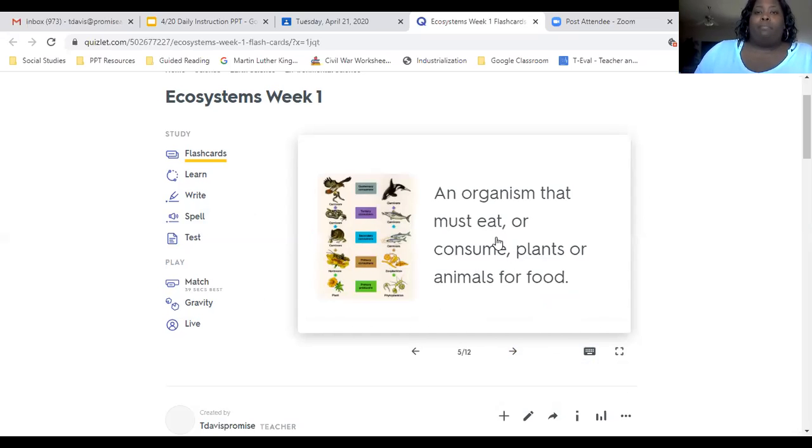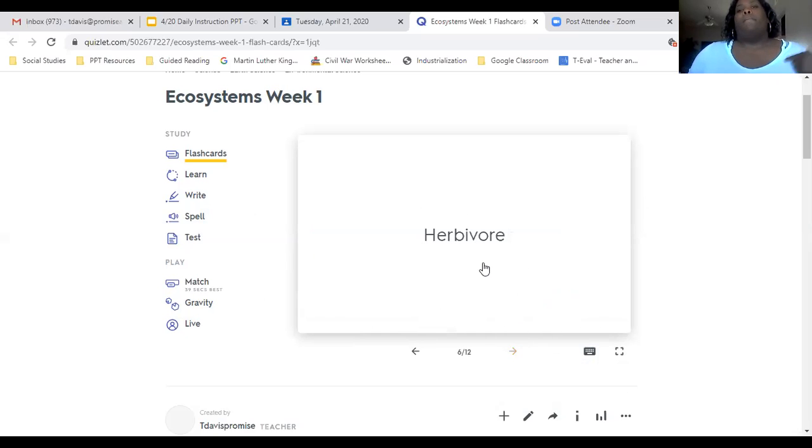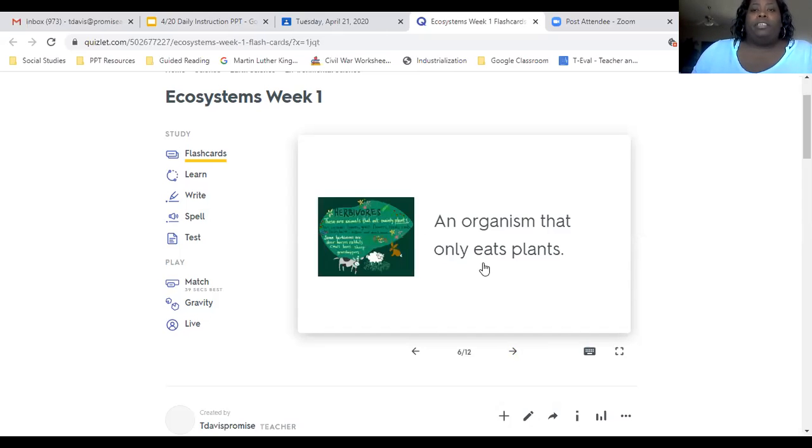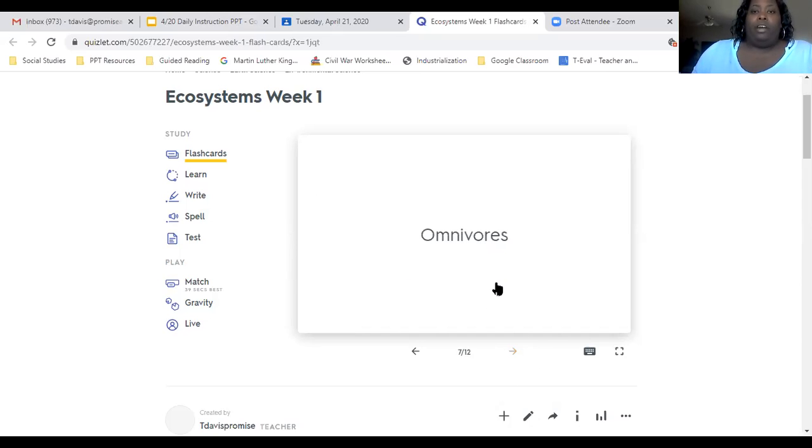It's an organism that must eat or consume plants or animals for food. An herbivore, my turn, herbivore, your turn, herbivore. An herbivore is an organism that only eats plants. All right, so that mouse that Ms. Davis was talking about is an herbivore.